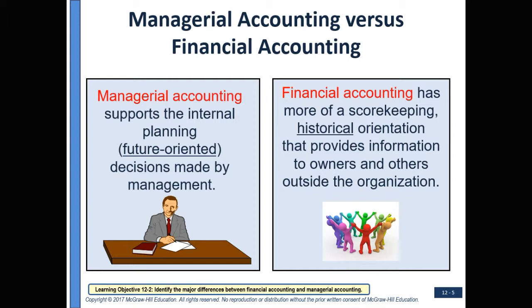Managerial accounting is the support of internal planning or future-oriented decisions that are made by management, whereas financial accounting is more of a scorekeeping and a historical orientation that provides information to owners and others outside the organization. It's the difference in the perspective of the reporting. So financial accounting's goal is to provide a report of what management has accomplished over a specific period of time, whereas managerial accounting is a little bit more in the moment, looking forward. And although both use the information in the accounting information system, they use it differently.